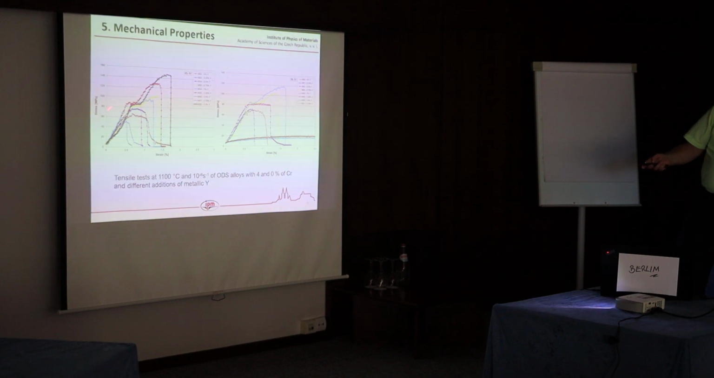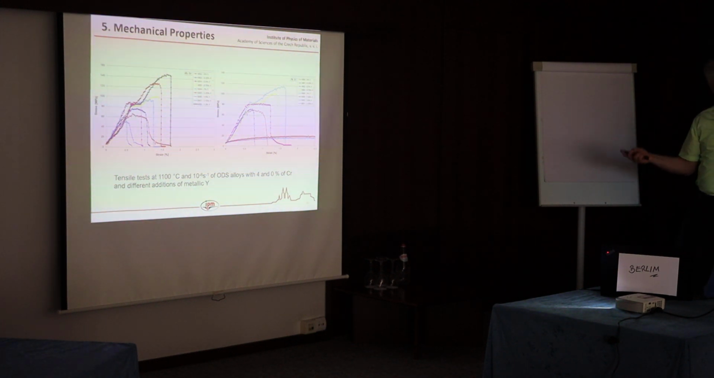This is some curves from our slow rate tensile tests. So you can see this is for rolled materials with 4% chromium and 0% chromium. And these low strength curves are the curves where there was not full recrystallization. There remain too many small grains and they behave plastically at high temperature.